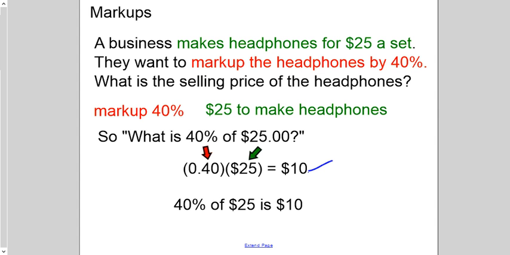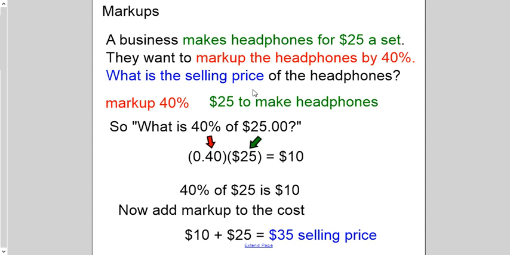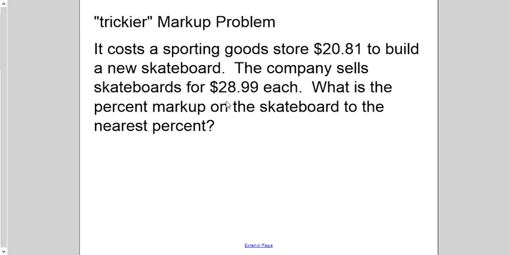So here is our markup. If they said, what's the markup? It's going to be a $10 markup. If they say, what's the selling price? We take this markup right here, this $10, and we literally add that on to $25. So now our selling price is $35. Again, if they asked us what the markup was, as soon as you figure out 40% of 25 bucks, you're done. But if they're wanting that next step of the selling price, you add it on to the cost. So that's the one type of markup problem.